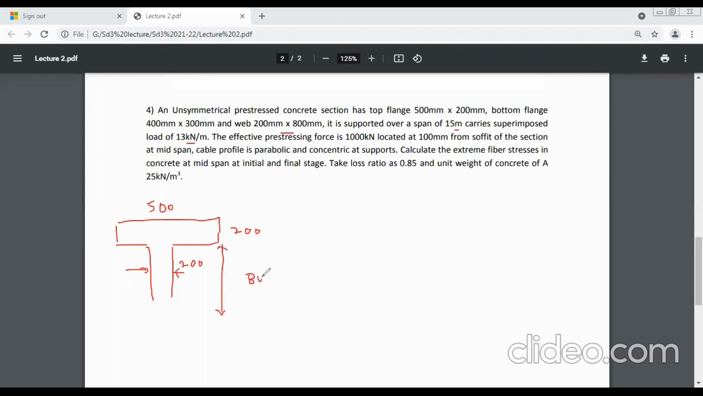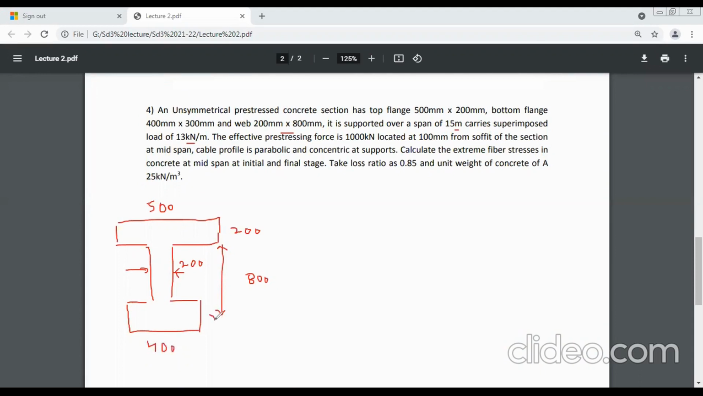Okay, this is the web size. And the bottom flange dimension is given as 400 by 300 mm. So this one is the bottom flange. It is 400 width, and the depth is given as 300 mm.